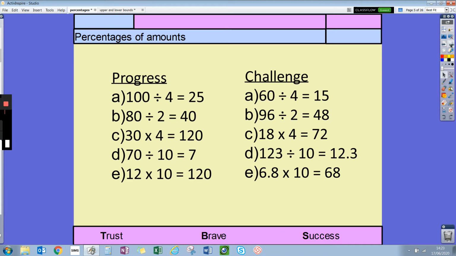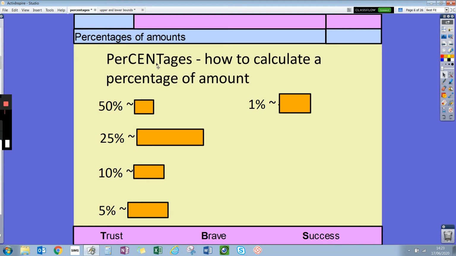So now, in order to calculate percentages of amounts, we need to know that they're out of 100. So if we know 100% of something, 50% is half of that because 50 goes into 100 twice. So to calculate 50%, we would half it or we would divide it by 2.